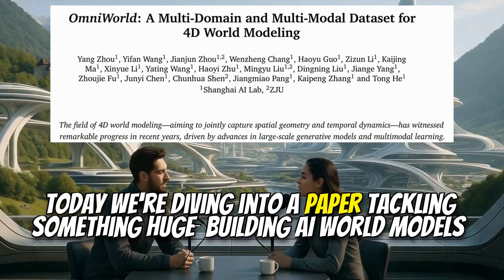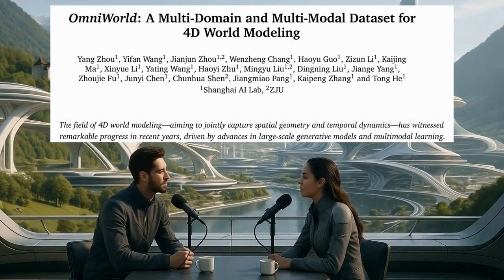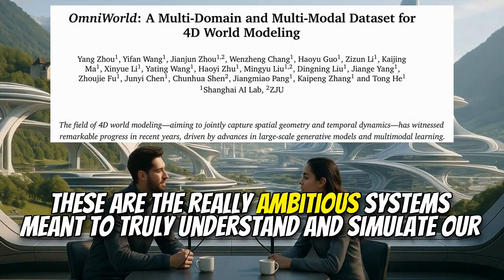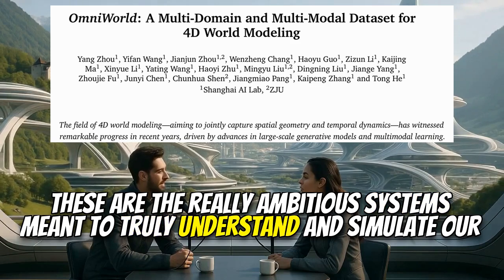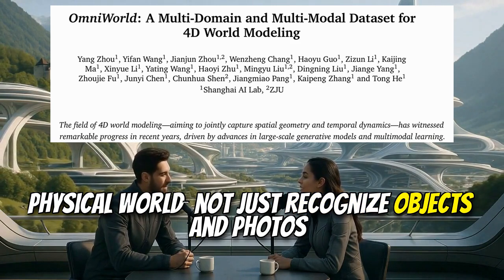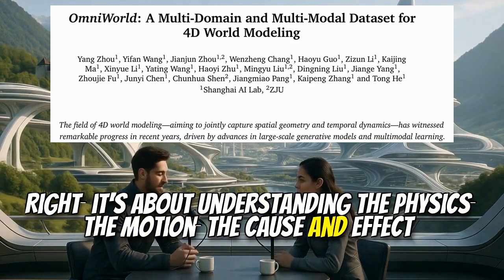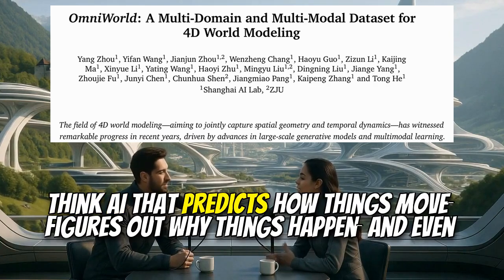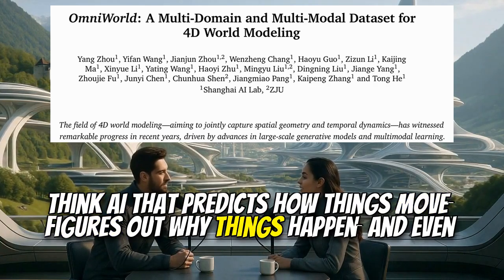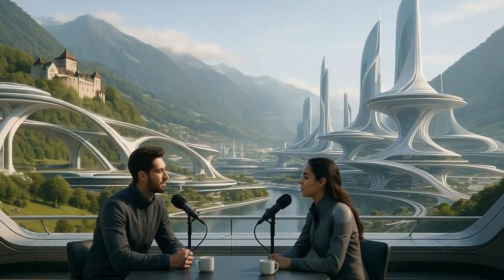Today we're diving into a paper tackling something huge, building AI world models. These are the really ambitious systems meant to truly understand and simulate our physical world, not just recognize objects in photos. Right, it's about understanding the physics, the motion, the cause and effect. Exactly. Think AI that predicts how things move, figures out why things happen, and even generates content that actually follows the laws of physics. It's a big goal.